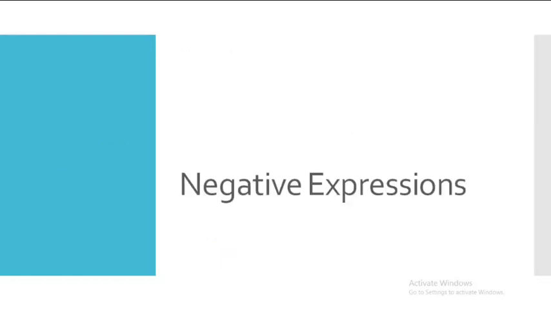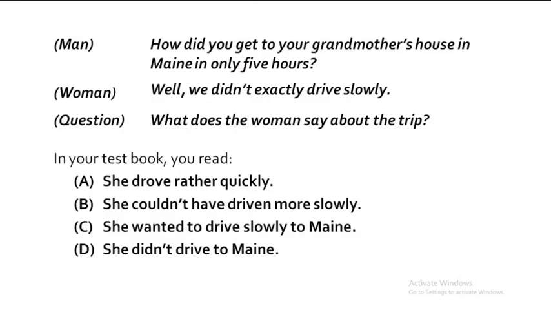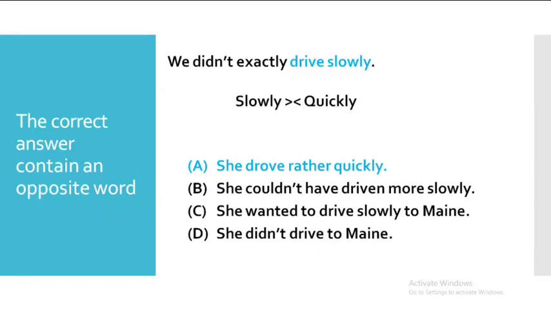Then about negative expressions. Here is the example. The question is, what does the woman say about the trip? Focus on the second line. The woman says, we didn't exactly drive slowly. In negative expressions, the correct answer contains the opposite word. Let's take from the example. Didn't is a negative word. Then, we should find the opposite word from slowly. The opposite word of slowly is quickly. So the answer is A.